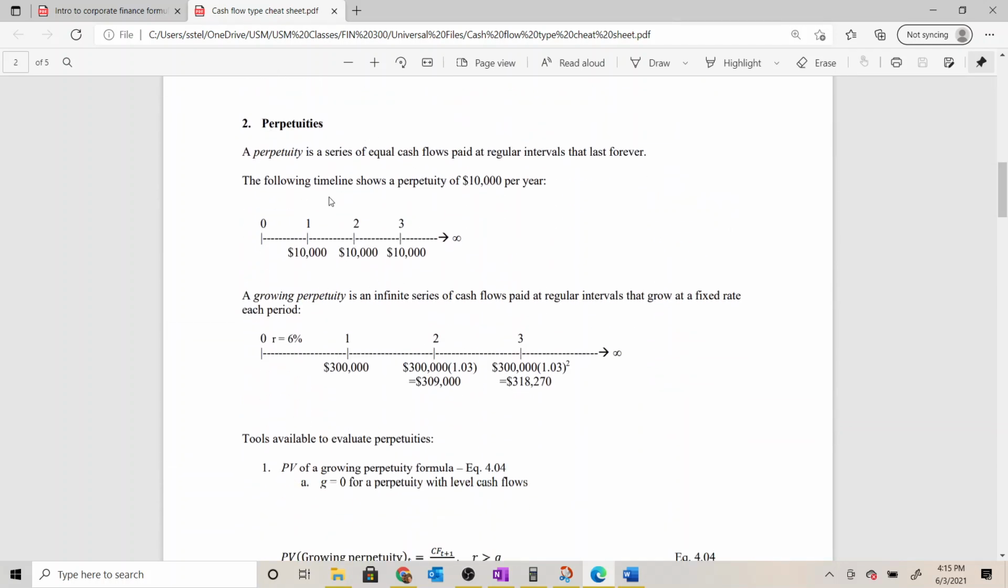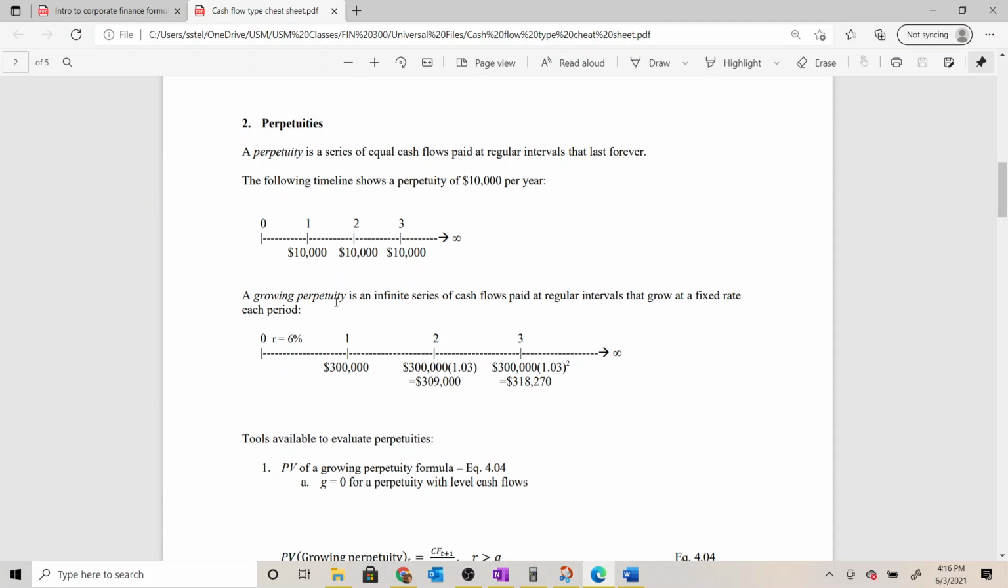Okay, perpetuities. Here, a perpetuity is a series of equal cash flows paid at regular intervals that last forever. And if we look at the example timeline for a perpetuity, we have something that looks awful familiar, or awful similar to this particular example. It's even the same cash flow of $10,000 at regular intervals that goes on forever. So sure enough, we are looking at a perpetuity.